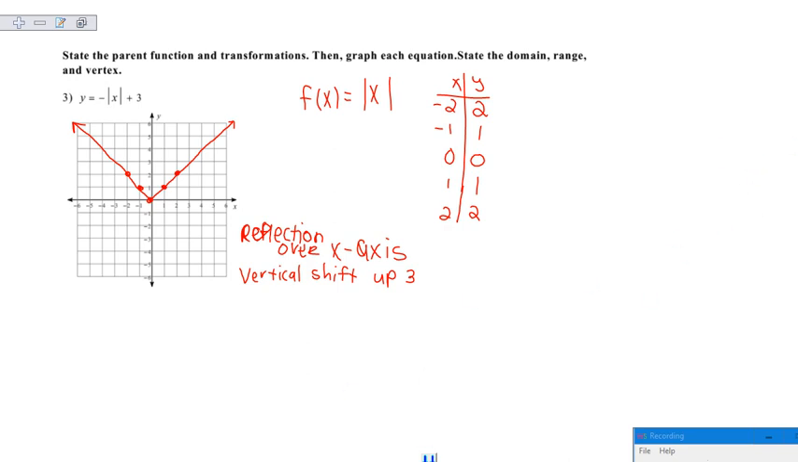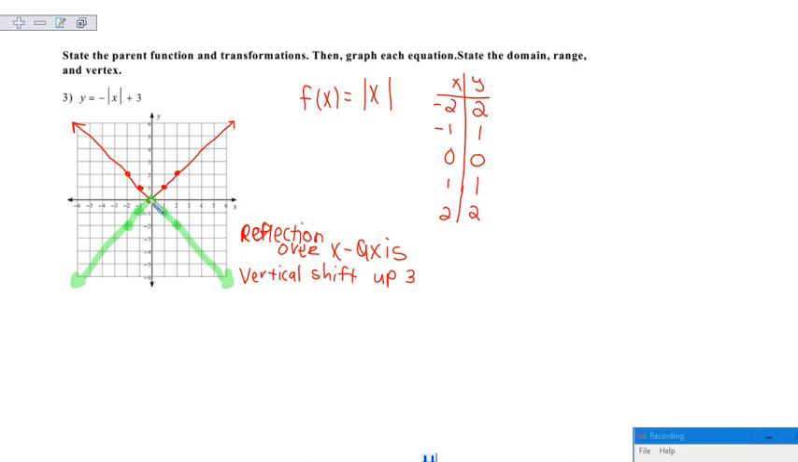So I'm going to go ahead and use a highlighter to do my reflection and then do my shift separately. So first I'm going to reflect it. So this one is on the x-axis. This one is 1 above, so now it's 1 below. This is 2 above, so now it's 2 below. 1 above, 1 below. 2 above, now it's 2 below. So there's my first step of my transformation. But that is not my final answer. Okay, that is just the reflection.